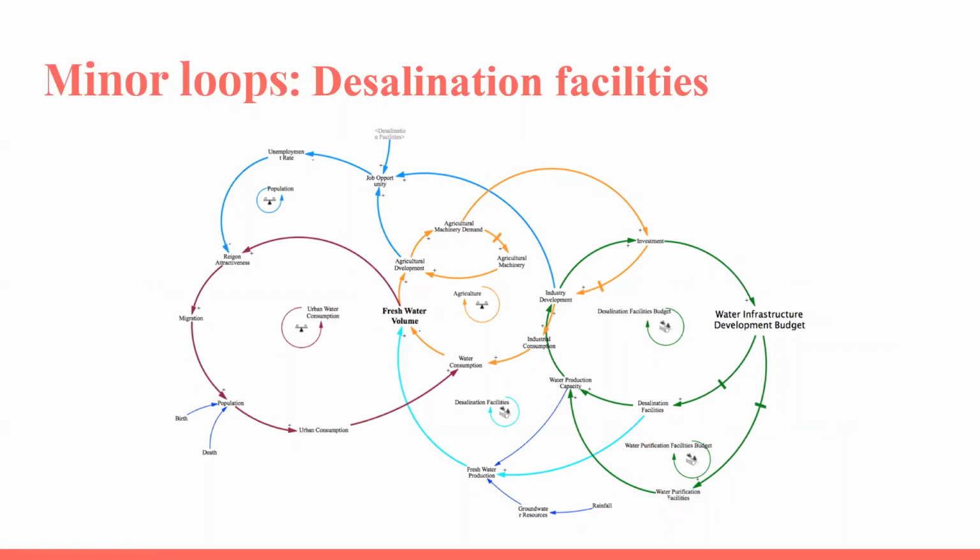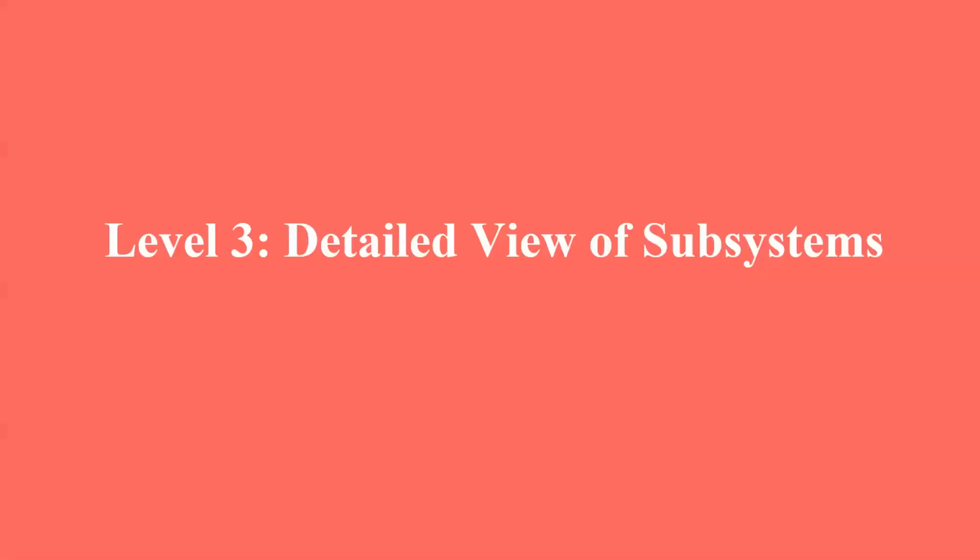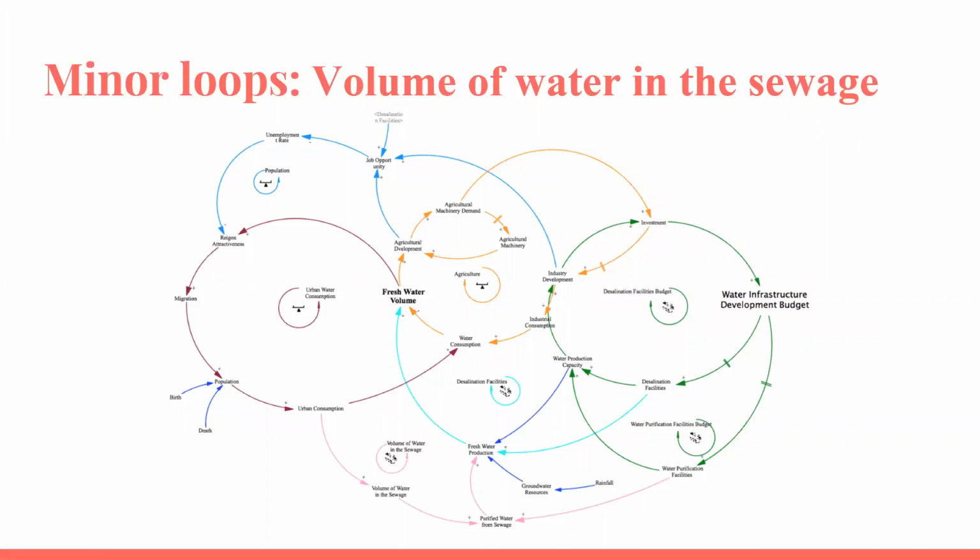As the second minor loop, we have desalination facilities. It explains how the source of providing and supplying water for the region is going to affect freshwater volume. You can see that by increasing water supply production, such as desalination facilities and water purification, we will have more fresh water.